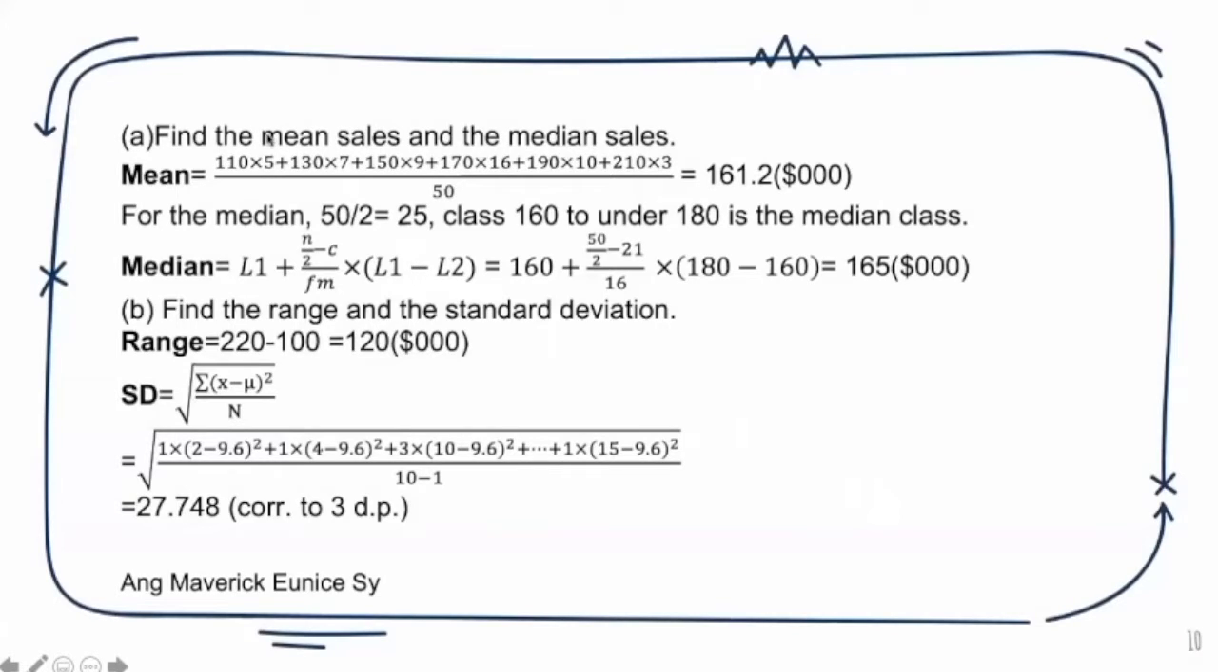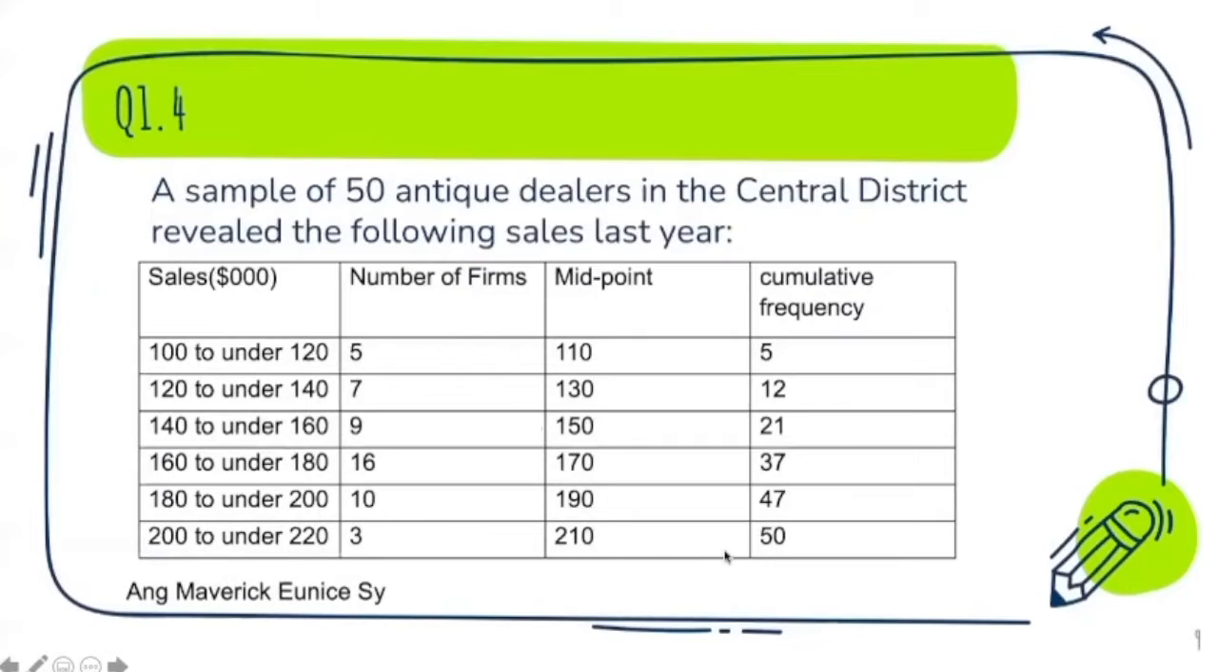So first of all, in part A, we'll be finding the mean sales and the median sales. The mean sales we will calculate by this formula, and then we can get the answer 161.2.